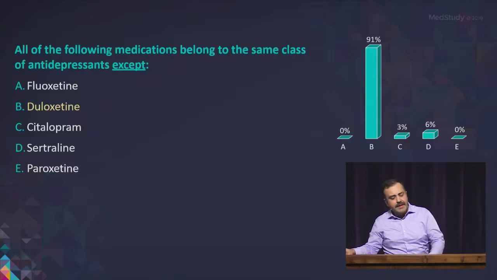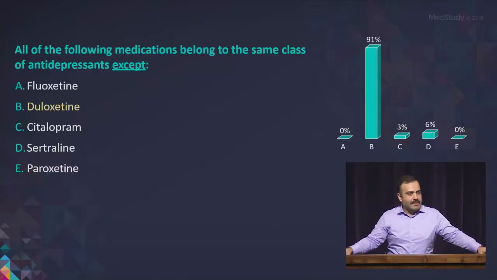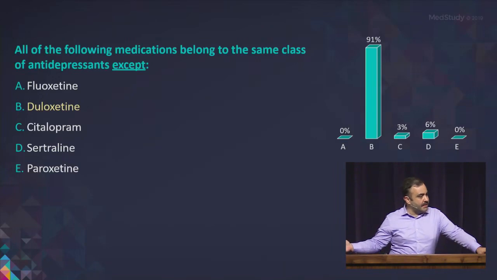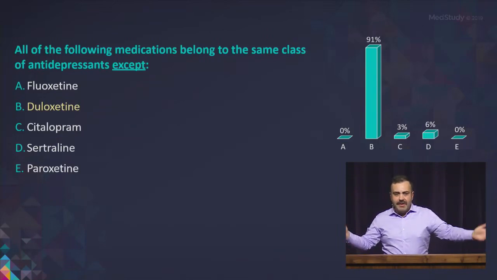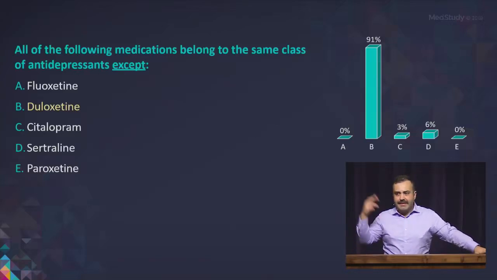You're absolutely right. Almost all medications that end in oxetine are SSRIs except duloxetine. The way I remember it starts with DU, like dual. It affects two neurotransmitters. It's the only oxetine that is not an SSRI. It's two.